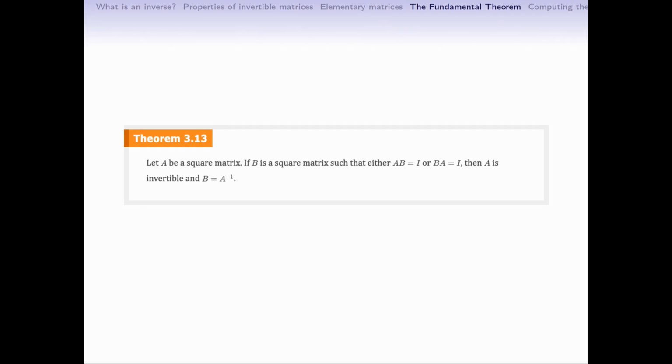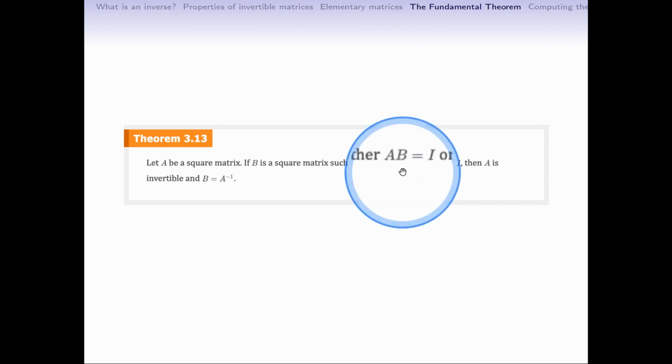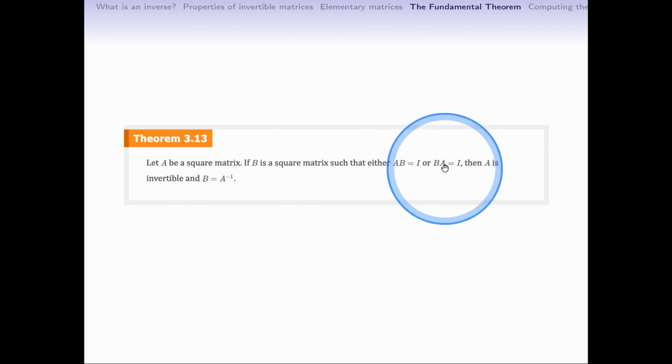If I wanted to show that A was invertible, I had to show the existence of a matrix B such that when I multiplied on the right by B and I multiplied on the left by B, I got the identity matrix. What theorem 3.13 is saying is that if I want to show that A is invertible, all I have to do is produce a matrix B that either multiplies on the right to give the identity or multiplies on the left to give the identity. One of those two would suffice.